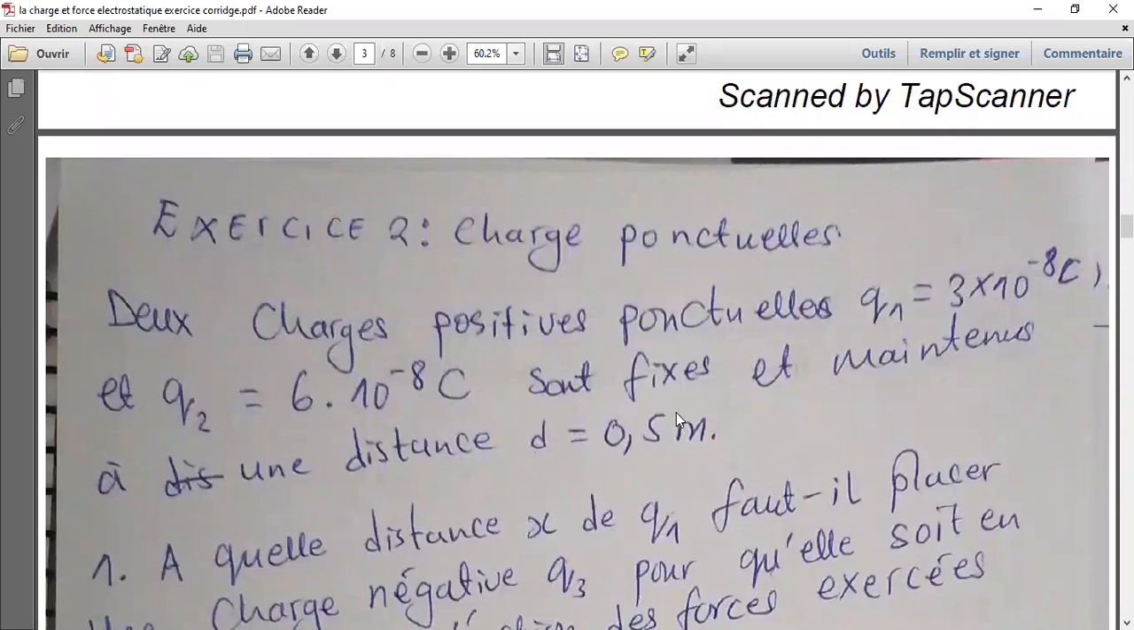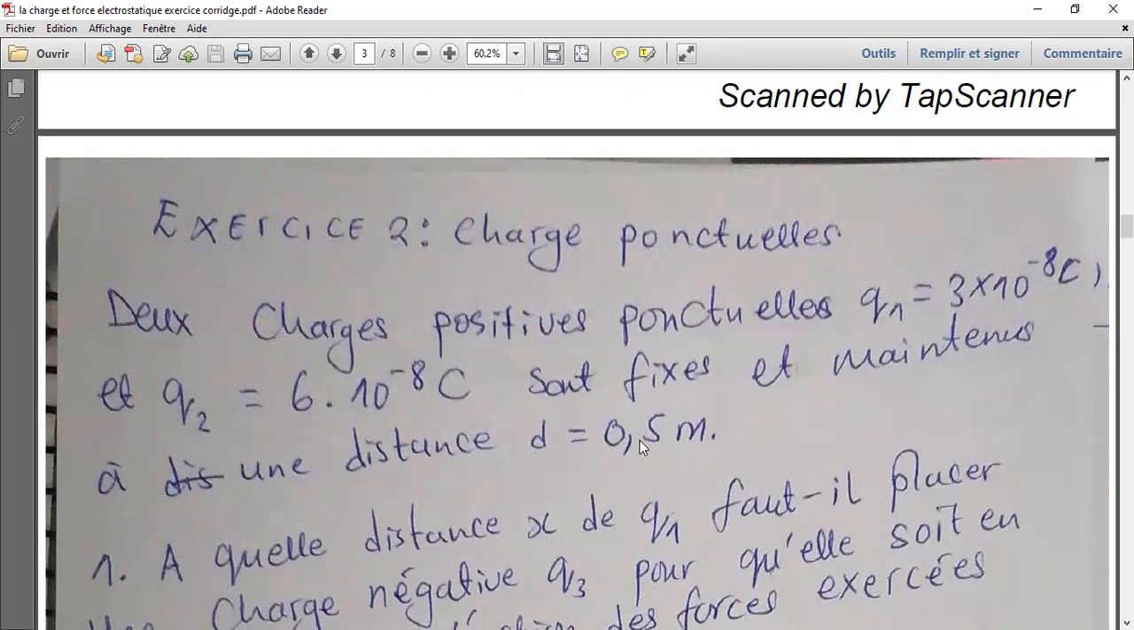So you start with the positive punctual charges. Q1 is equal to 3 times 10 to the power negative 8 Coulombs. So we have 2 charges which are positive: Q1, which is 3 times 10 to the power negative 8 Coulombs, and Q2, which is 6 times 10 to the power negative 8 Coulombs. Fixed and maintained at a distance D equal to 0.5. So here they're saying you have got 2 charges which are positively charged. You have got what?